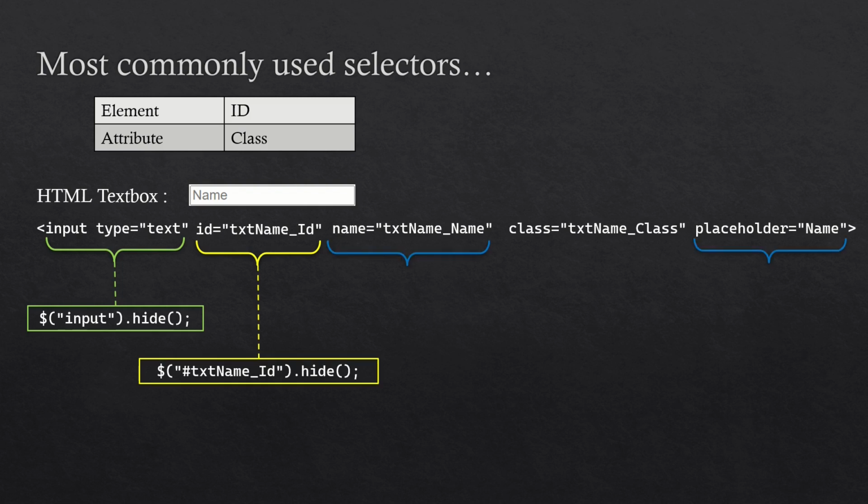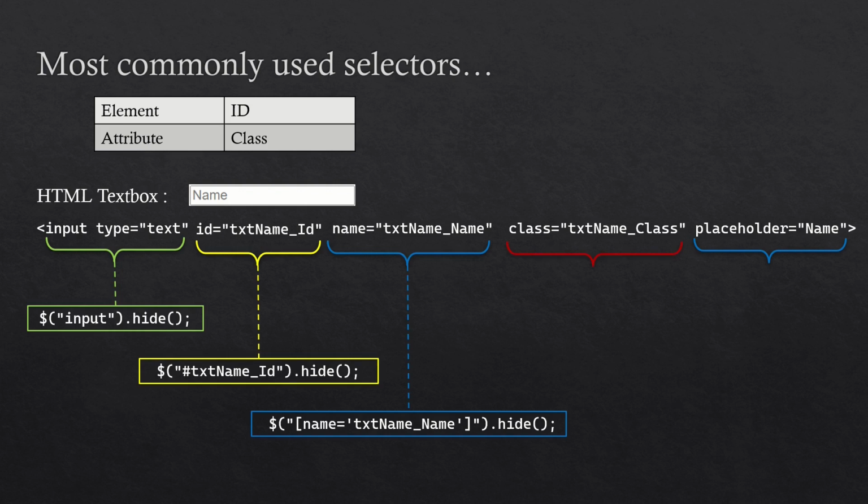To use the attribute as a selector, we need to mention the attribute name and its value in the place of the selector as shown on the screen. In this example, we can use name and placeholder attribute as a selector.